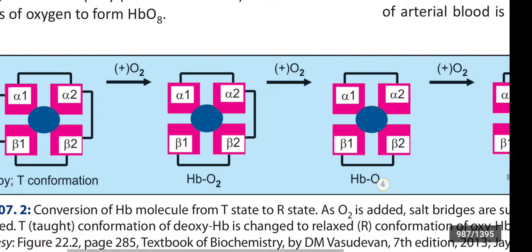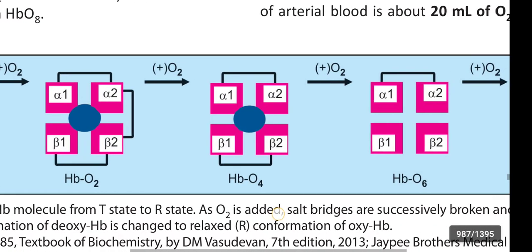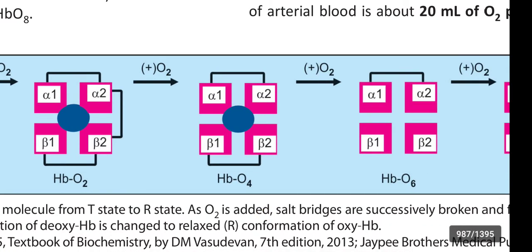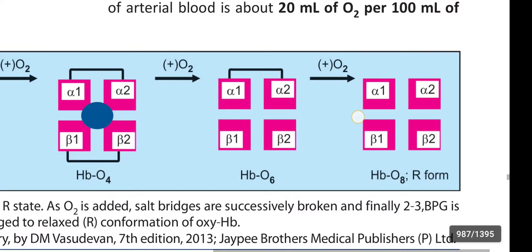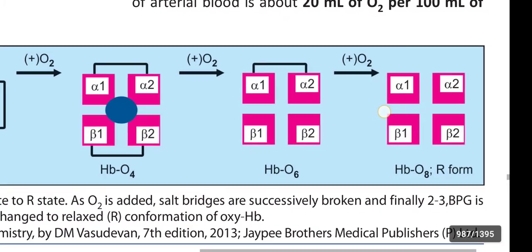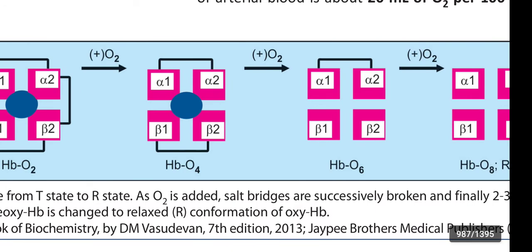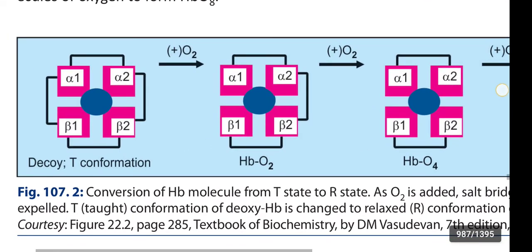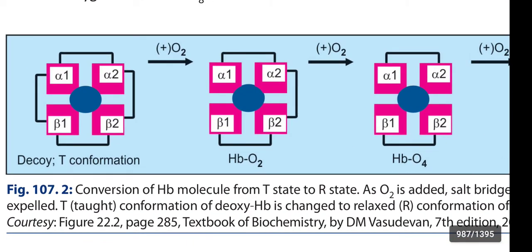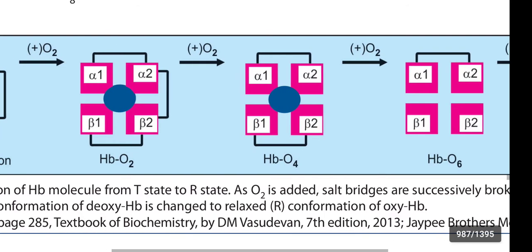See here, as oxygen is added, salt bridges are successively broken and finally 2,3-bisphosphoglycerate is expelled. The T configuration of deoxyhemoglobin is changed into the relaxed state, or relaxed configuration, of oxyhemoglobin.